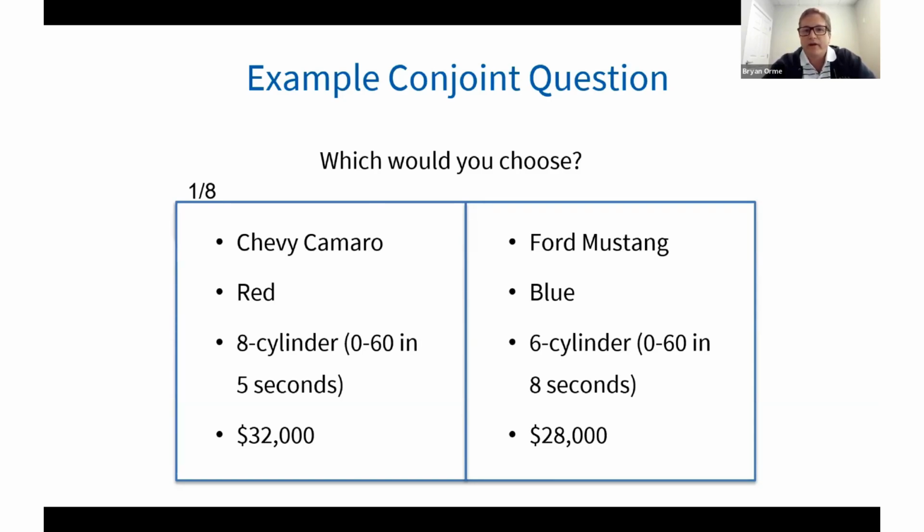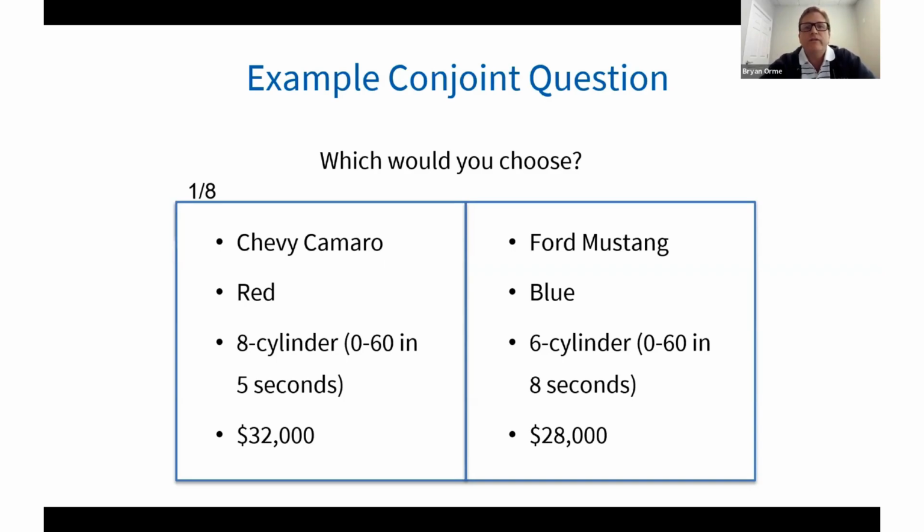Those cars can be red or blue. So each one of these rows is an attribute. And these little bits of information, whether it's red or blue, these are levels. So conjoint analysis takes a product or service, and you need to break it down into its attributes and levels, and we vary them as we show them to respondents. This is just the first of 8 questions that we intend to ask this respondent.